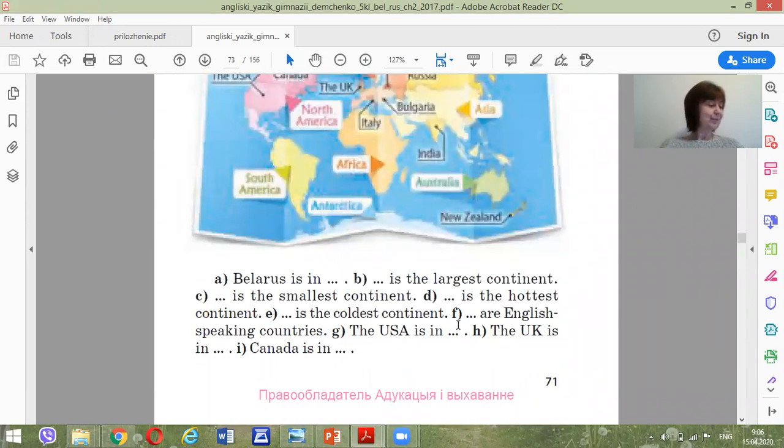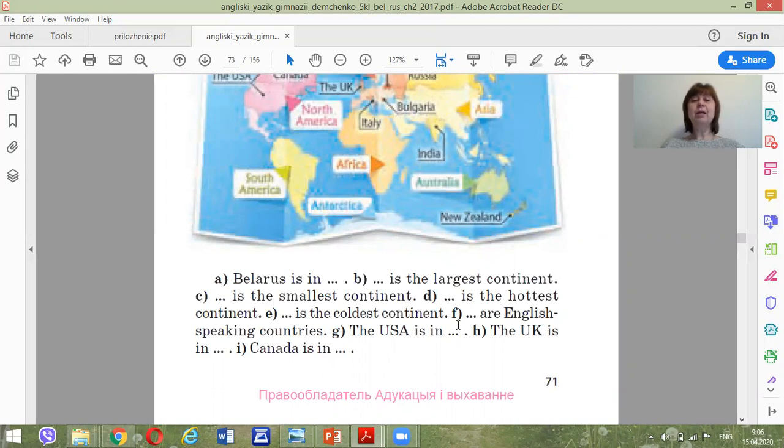Let's check. Belarus is in Europe. Asia is the largest continent. Australia is the smallest continent. Africa is the hottest continent. Antarctica is the coldest continent.